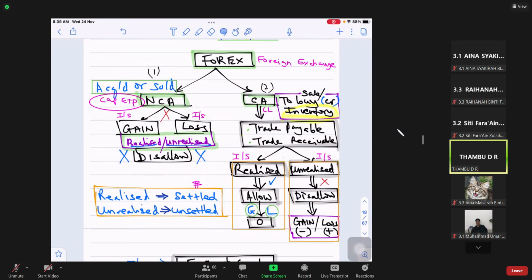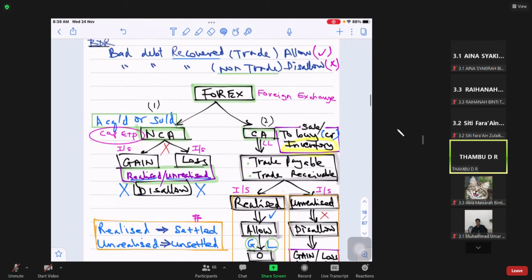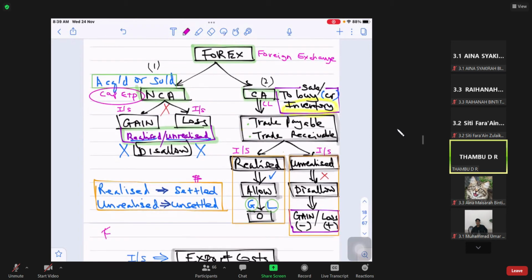To remember, it is easier. So, what do you understand from Forex? Forex, you look at it like this. If they say non-current asset, come out. They add, you minus; they minus, you add. Current asset, that is trade payable, trade receivable. Allow if it is realized. Not allowed if it is unrealized. Unrealized means unsettled. That's it. Easy.